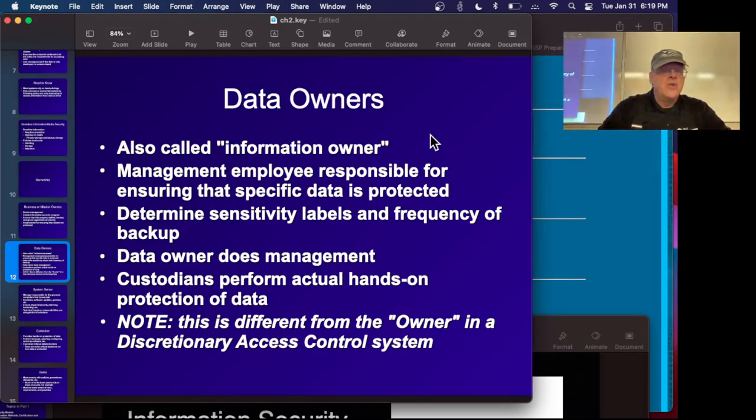So data owners or information owners, and this is the old sense of ownership, where ownership means a responsibility to take care of something. Somebody owns the data, and that means they're responsible for handling that data, making sure it's properly labeled, properly backed up, properly destroyed at the right time. And then they have a custodian to actually do the work. The custodian does the work, but the owner is responsible for making sure that the custodian is told what to do and supervised correctly. By the way, there's another concept, owner, in a discretionary access control system, which is a different thing. That's the person who has the ability to share an object.